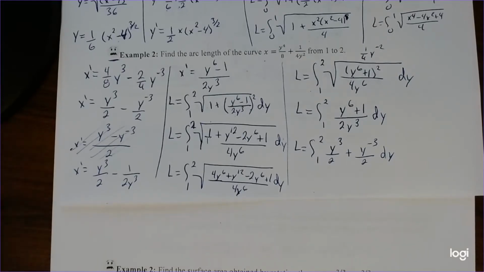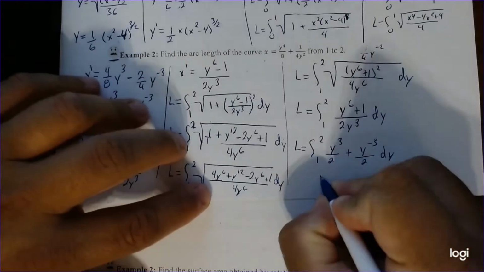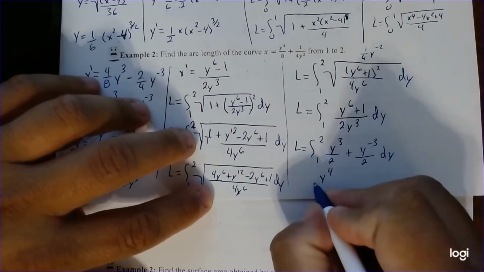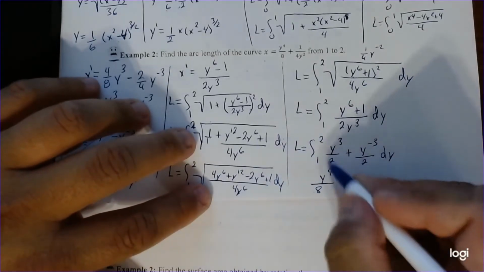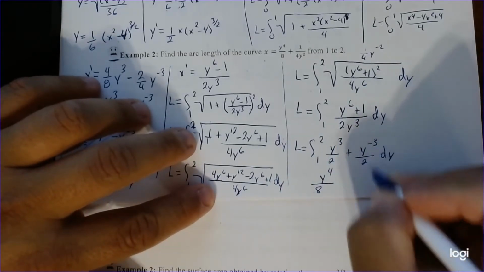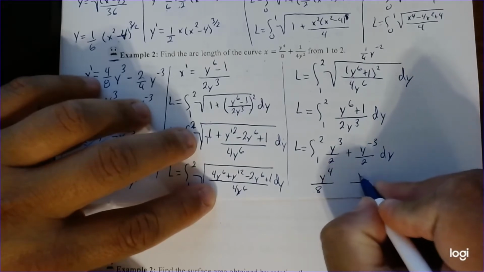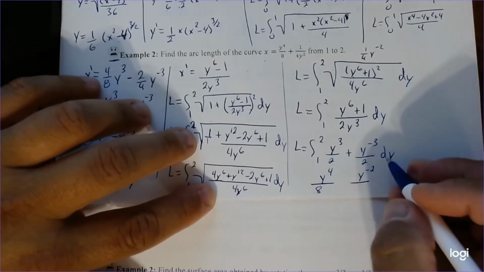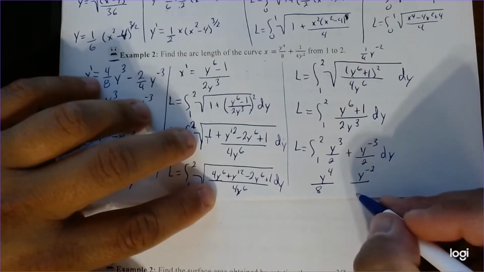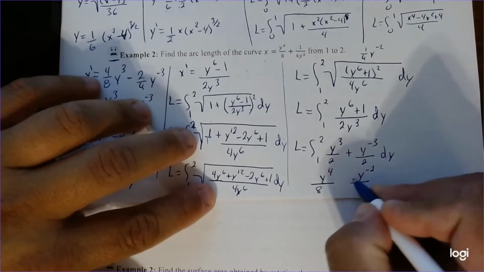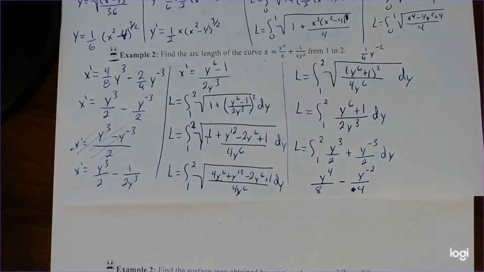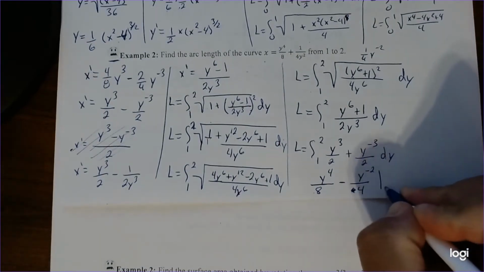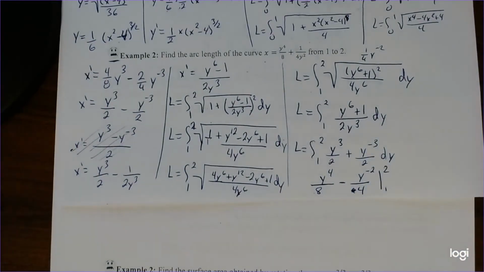So now let's take an integral of this. So this is going to be y to the 4th over 8, because 2 times 4 is 8. Take the integral of this: y to the negative 2 power over, what is it, 4? Add 1. Yep, so negative 4. Yeah, so minus 4. And evaluate this at 1 and 2.